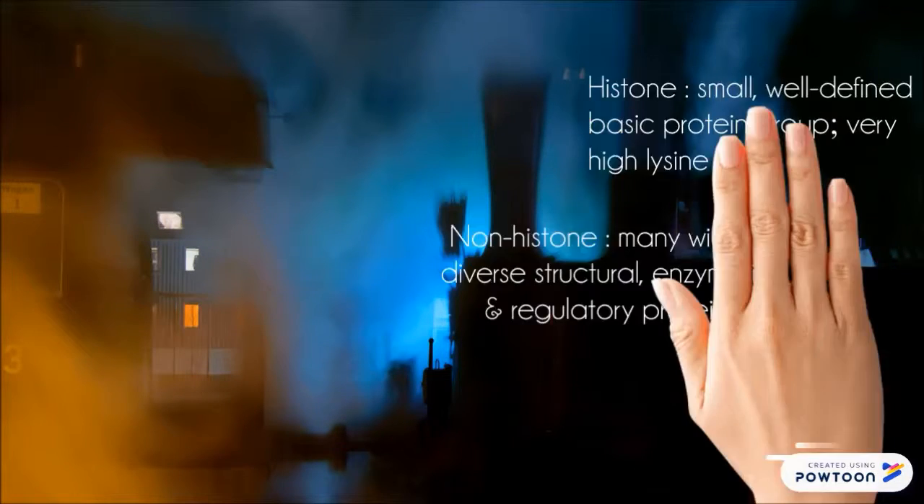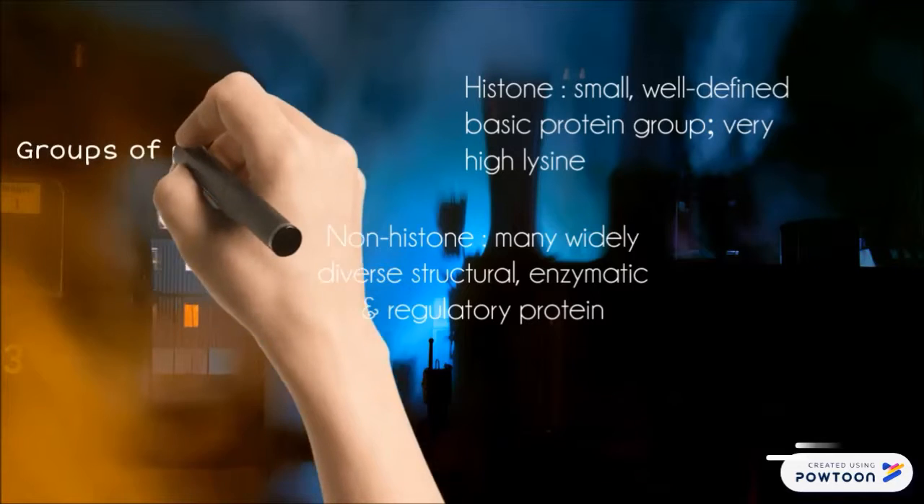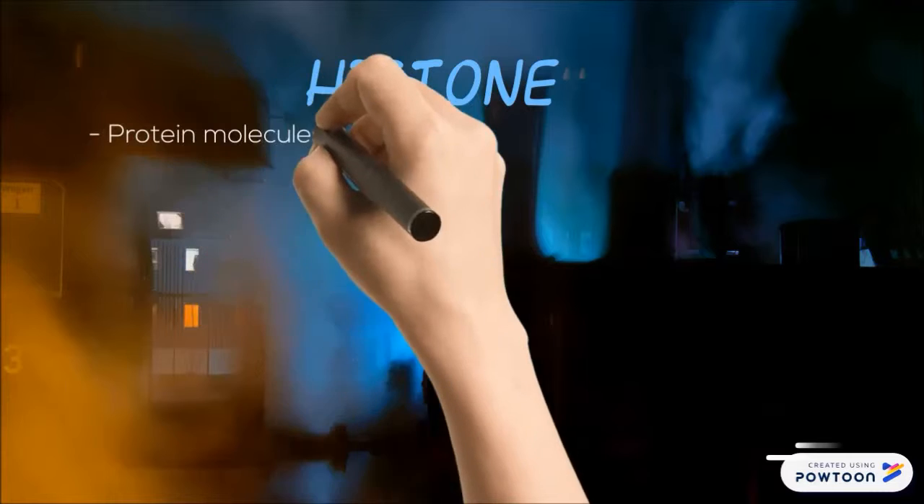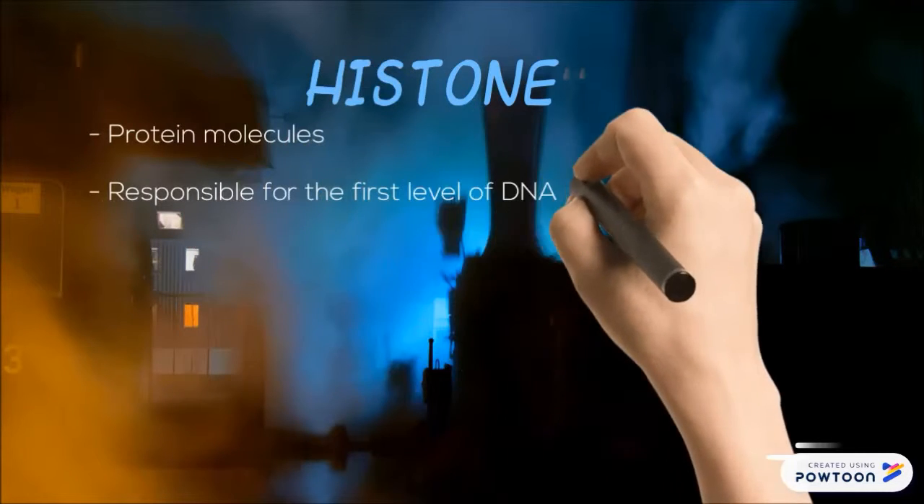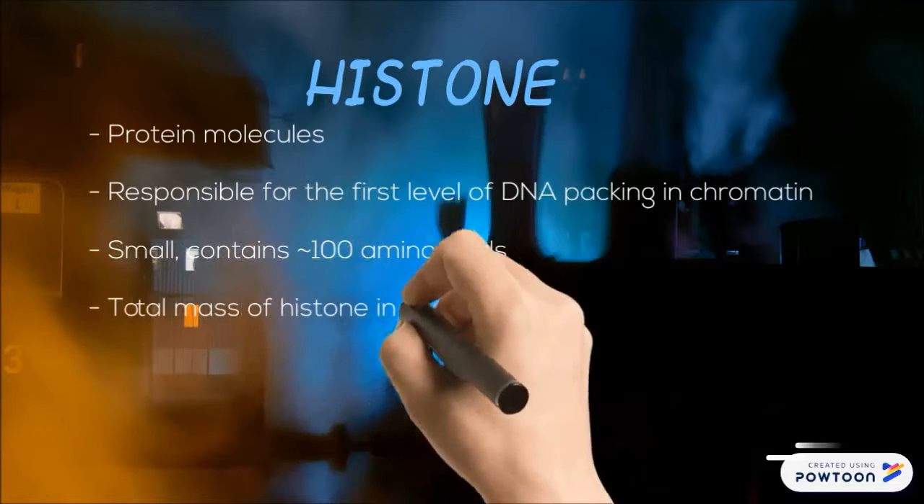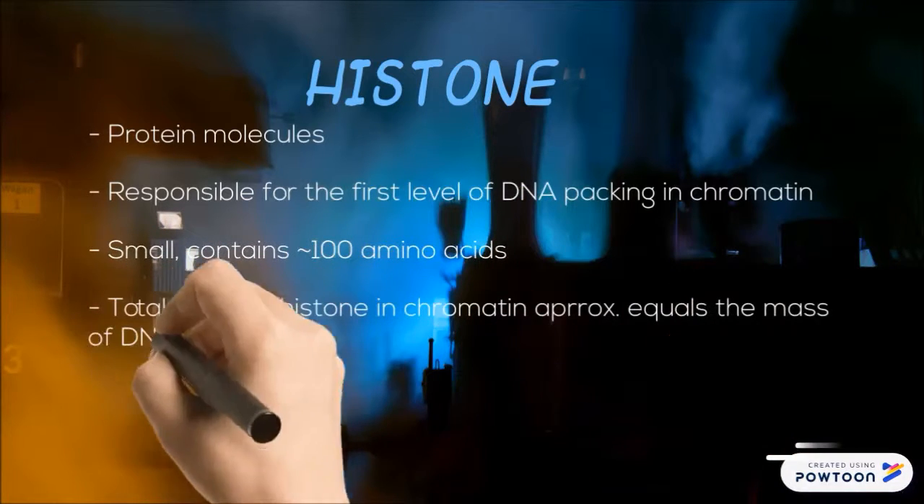There are two major groups of protein in chromatin: histone and non-histone. Histone is a well-defined basic protein, while non-histone is mainly widely used. Histone is a small protein molecule, which contains more than 100 amino acids. They are positively charged.